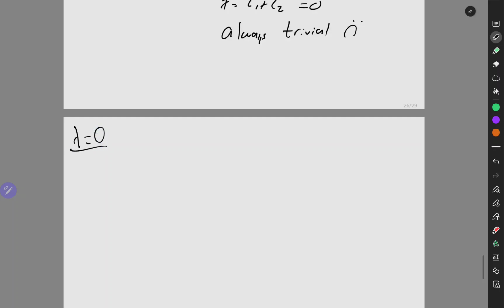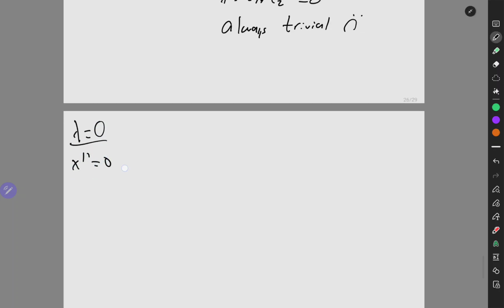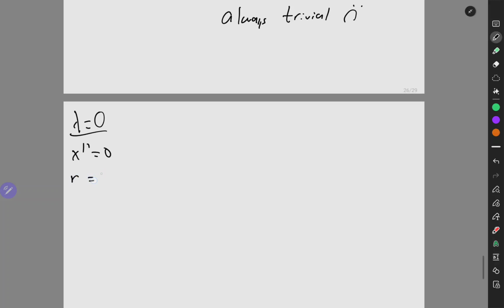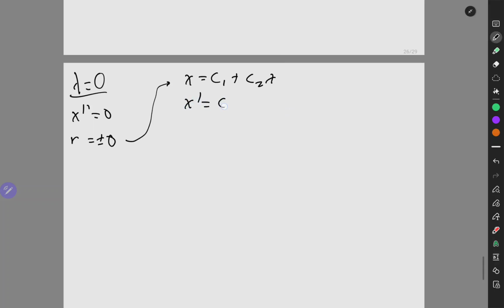case when lambda is equal to 0. If this is the case, then this is this, and then this is this. This is an easy characteristic equation. Come up to here, we do our reduction of order shortcut. So who wants to actually do reduction of order? We just use the shortcut. Reduction of order is fun though.